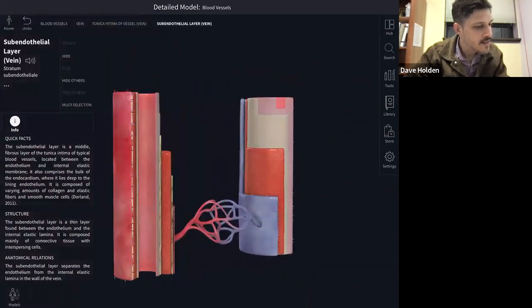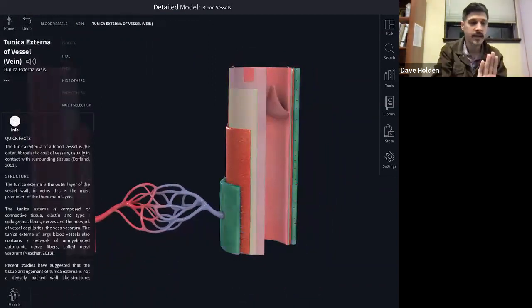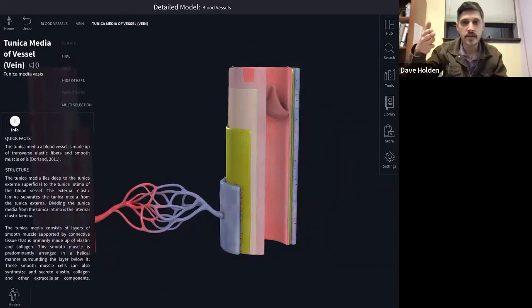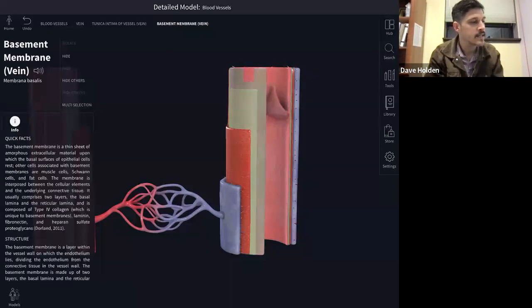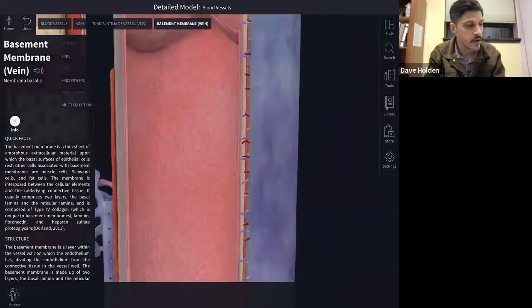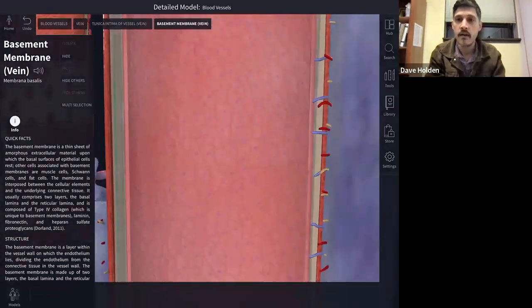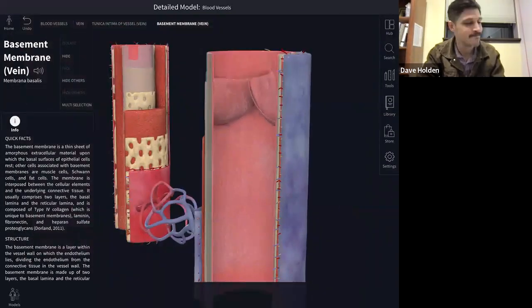We have a very thin sublayer. I'm trying to organize it here, guys. Here we go. Okay, tunica externa, then super thin tunica media, super thin muscle layer. Then we have the subendothelial layer, which just adheres it to the muscle. And lastly, we have the basement membrane. This is, again, going to be where your cells are. So there's, again, squamous epithelial cells, the wallpaper of the veins.